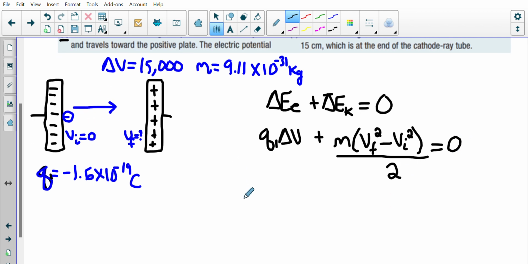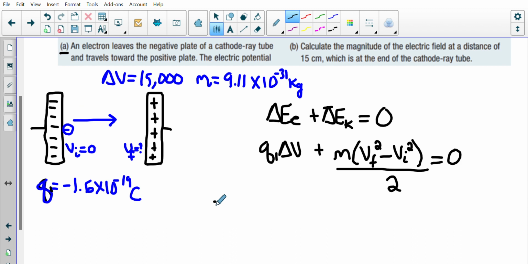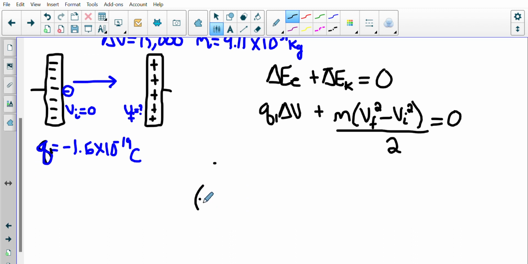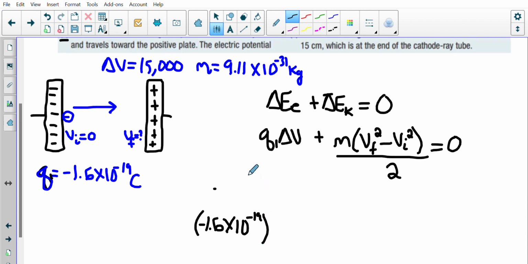All right. Now to substitute in our values. So we have Q1, which is negative 1.6 times 10 to the power of negative 19. Our delta V, see up there, 15,000, electric potential difference. Our mass, hope I don't run out of room here, is 9.11 times 10 to the power of negative 31.